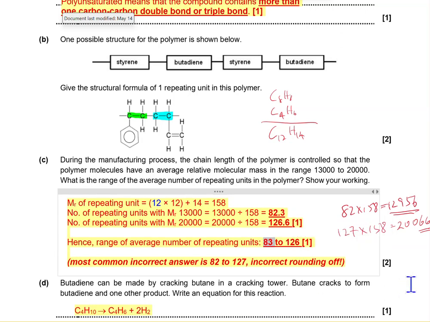Alright, so the common mistake will be 82 to 127. They round the 82.3 down... they round up 126.6, and mathematically it sounds correct, but it will be out of range. So the answer is this. Take note. Okay, you need to understand this question.